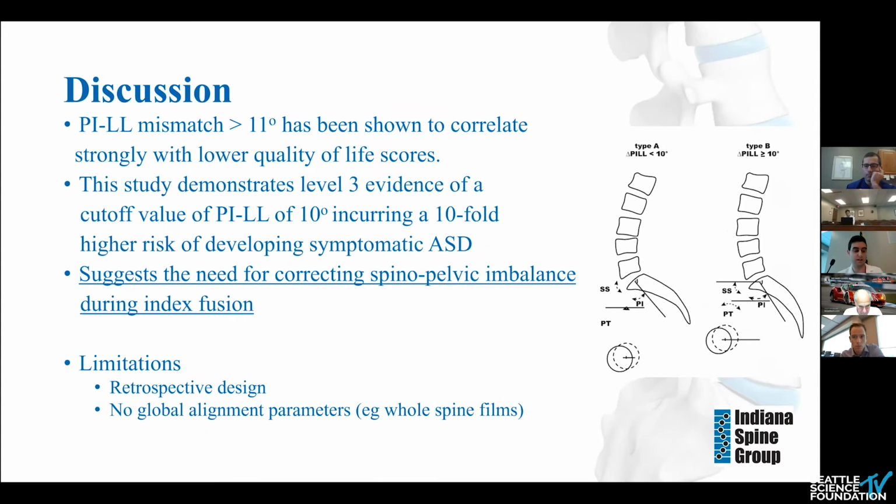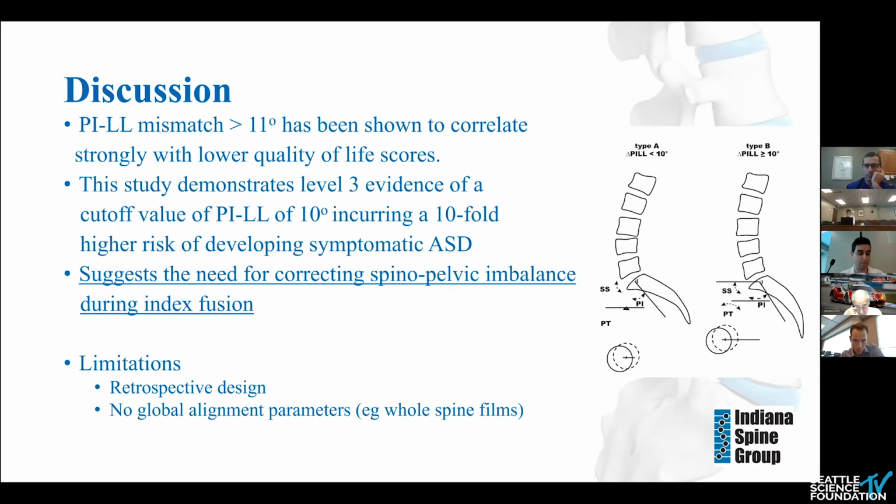So in summary, this study added to the existing literature on the importance of good sagittal alignment and specifically spinopelvic mismatch. A quantifiable cutoff of 10 degrees as a risk factor for the development of adjacent segment disease makes sense given similar cutoff values that have been found to correlate with disability and quality of life scores.